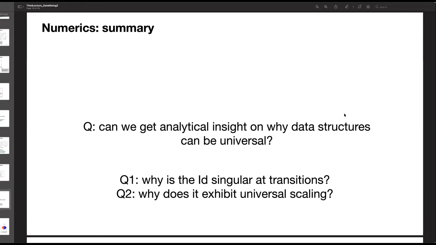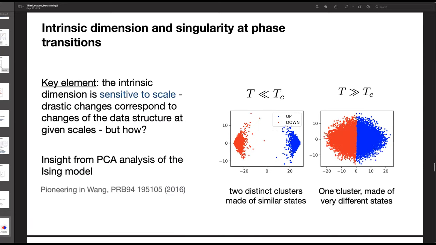Okay, so let me tell you a bit about the theory. First, I want to tell you why ID is singular, and then I will try to argue why this indeed exhibits universal scaling behavior. Okay. Well, why is the ID singular? Well, the idea is very simple.